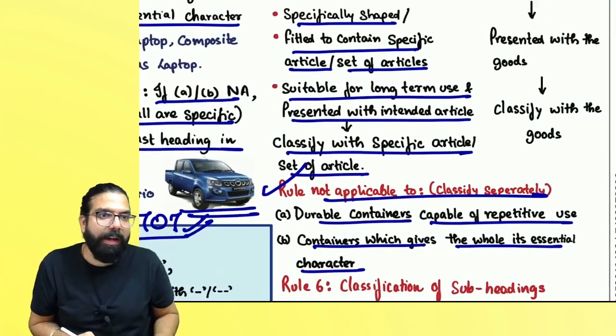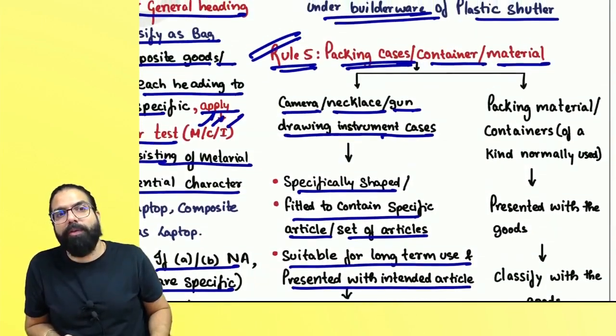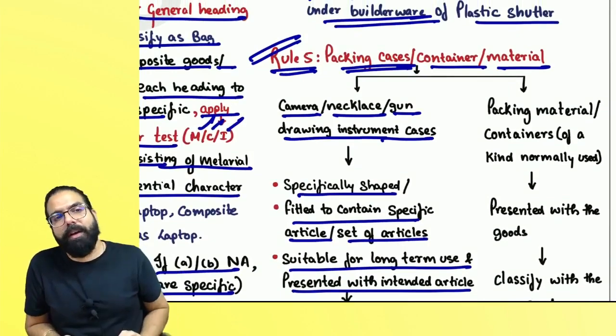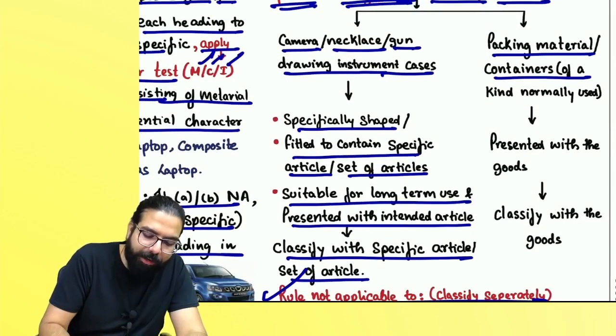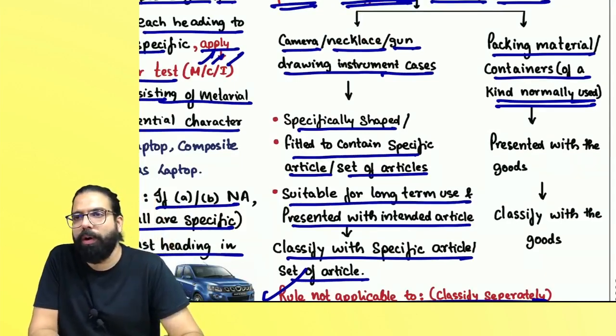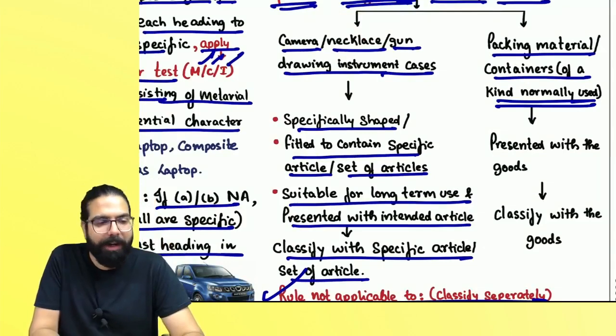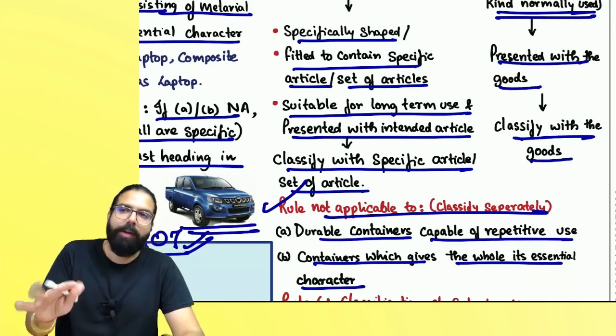Are we clear, everyone? And if any article comes in a container which is to be repetitively used, then please classify the container separately. The next one over here is packing material or container of a kind which is normally used. For example, you got mangoes from outside India. Mangoes came in a carton box. Remember one thing, it is presented with the goods. Please classify it with the goods only.